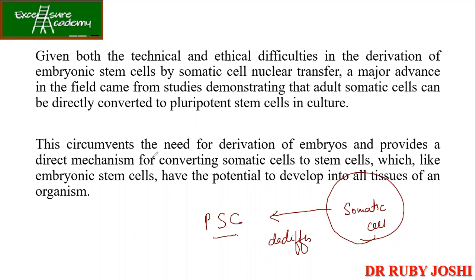Okay, now this circumvents the need for derivation of embryos, and provides a direct mechanism for converting somatic cells into stem cells, which are like embryonic stem cells, and then they have the potential to develop into the tissues of an organism. So once you get the pluripotent stem cell, then you can give the required transcription factor so that they can differentiate into the required cells and form the tissue. Okay, I hope you're getting till here.